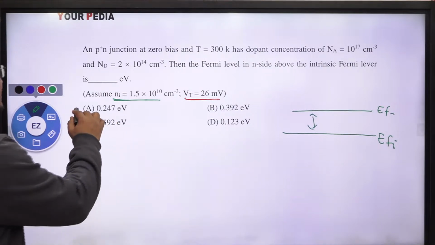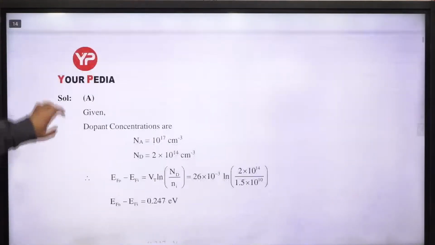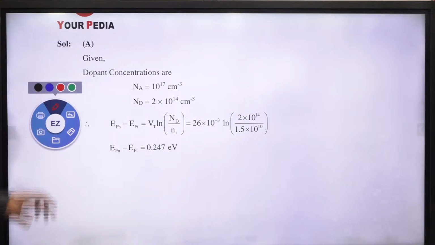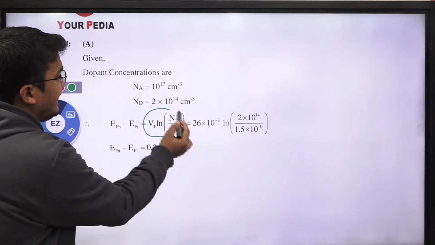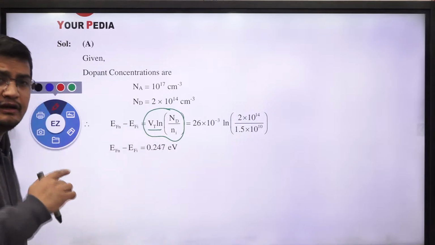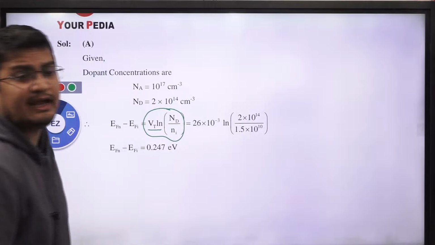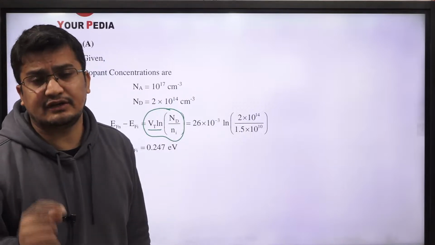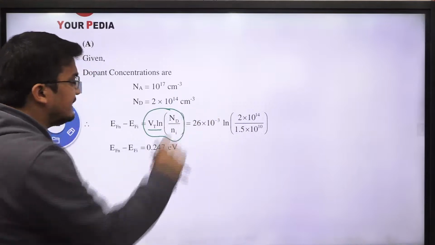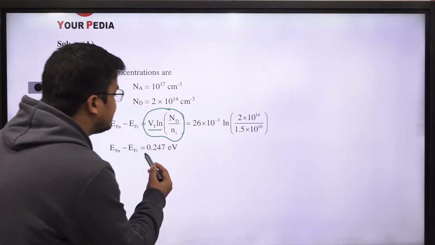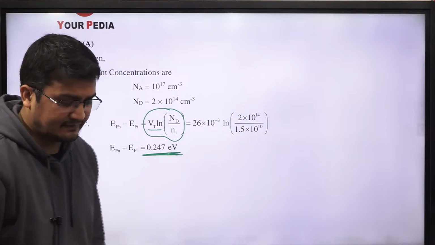So guys, the answer will be A. The reason, as I have told you, is that this is the standard solution. He is asking on the N side, the difference in the Fermi level of the N side with respect to intrinsic: Vt natural log of Nd upon Ni. Nd is the donor concentration and Ni is the intrinsic carrier concentration, which was given in the question. If you put the value of the donor concentration and the intrinsic carrier concentration here, you will get the difference as 0.247 electron volt. Please check on your screen.